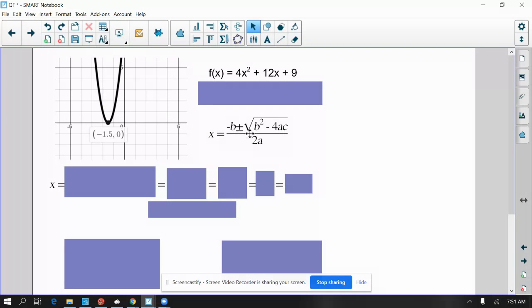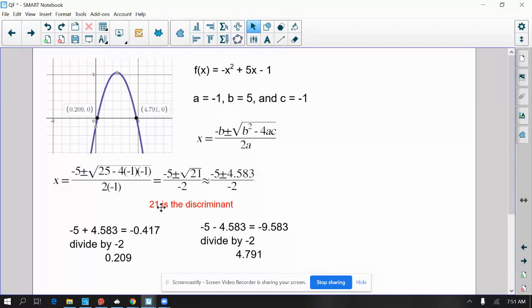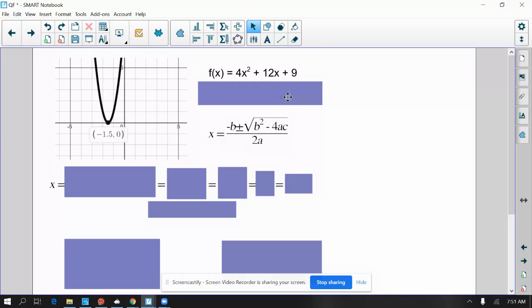Okay, this one's different. Look at the zero. There's only one zero. This one only has one zero. So I wonder what the discriminant is going to be. All right, this one over here, when the discriminant is 21, there were two zeros. And now in this example, there's only one zero. Let's determine what that is.